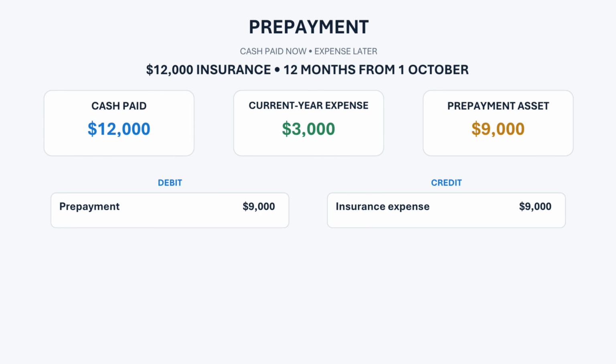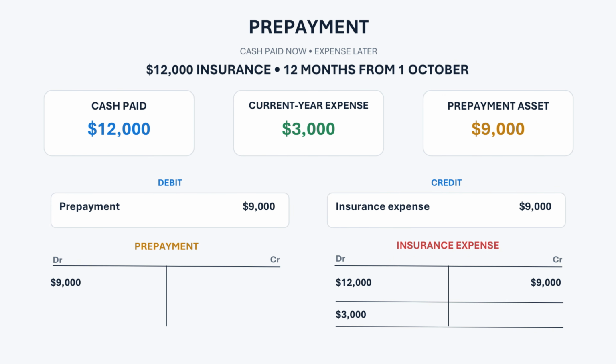If the whole $12,000 was initially charged to insurance expense, our adjustment is debit prepayment, $9,000, and credit insurance expense, $9,000. We're removing the future portion from the current year's expenses and carrying it forward as an asset.